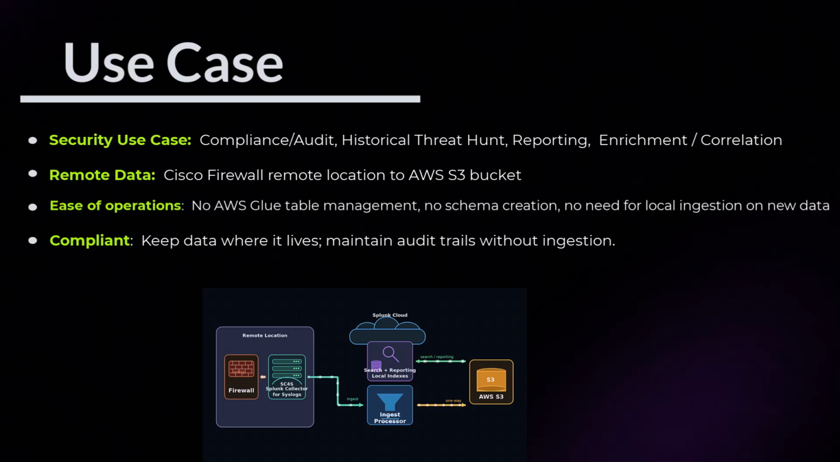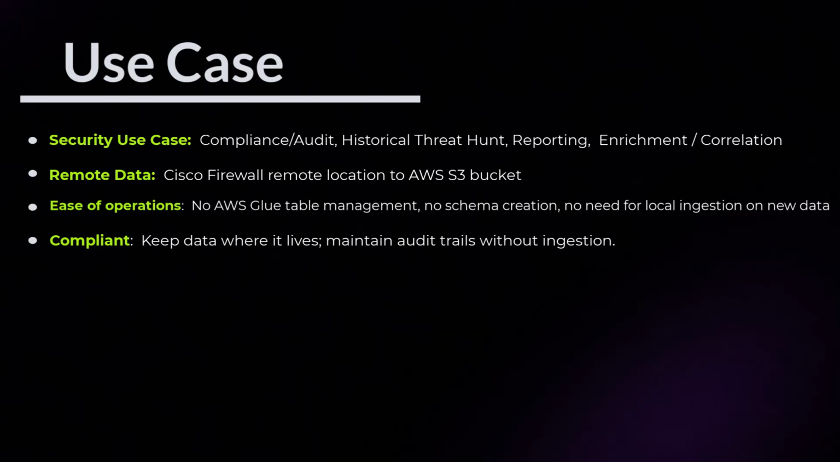Now that we've walked through the setup, here's what it really represents. Data flows once into S3 and stays where it lives. There's no local ingestion, no schema management, no glue tables to maintain. From there, Splunk simply queries the data in place. That means simpler operations, lower overhead, and stronger compliance since the data never has to move. You decide where the data resides, and Splunk makes it usable.